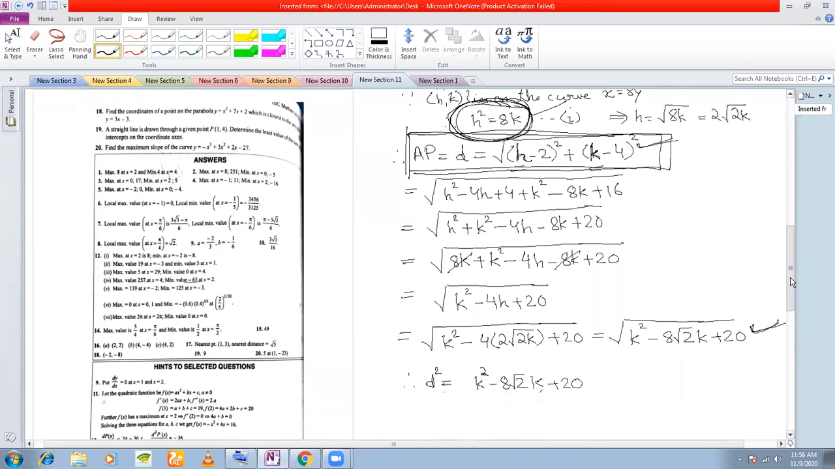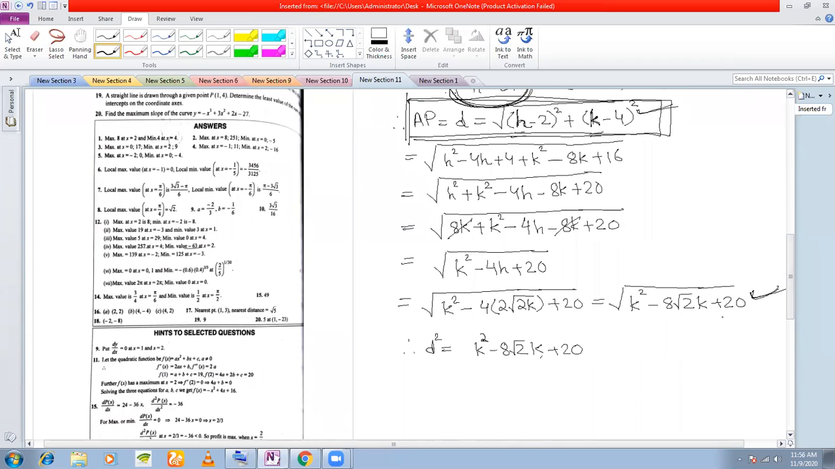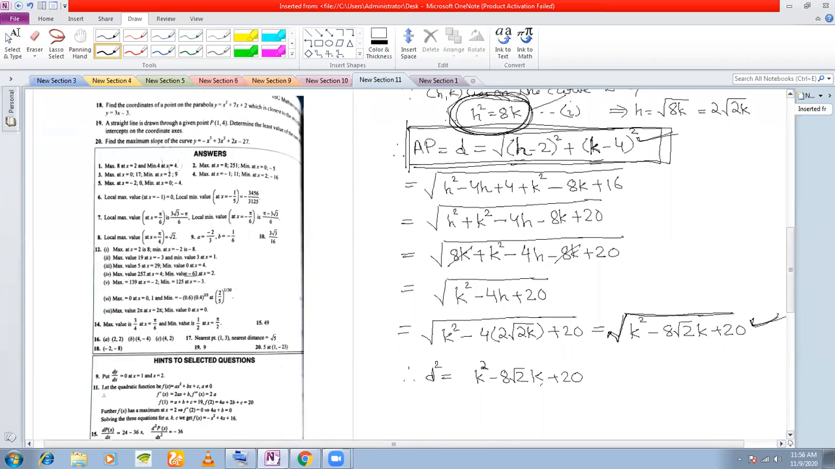Now, once I remove h, I get this. But the problem is here, there is a square root. So remember, if I am minimizing this d here, this d is equal to square root of this. That means it is the same as minimizing d square. See, if d square is minimum, then d will also be minimum, right or wrong?